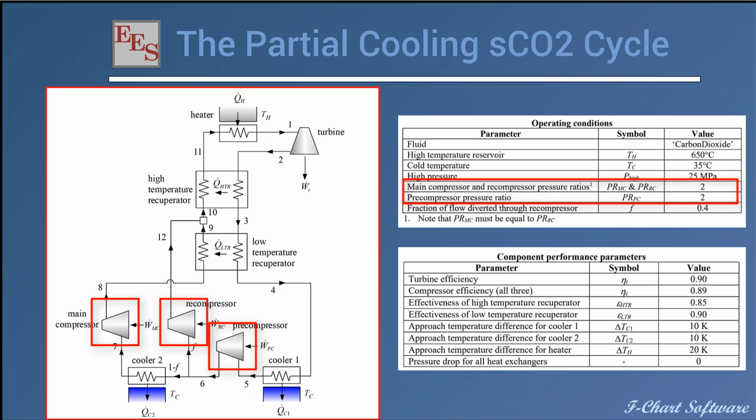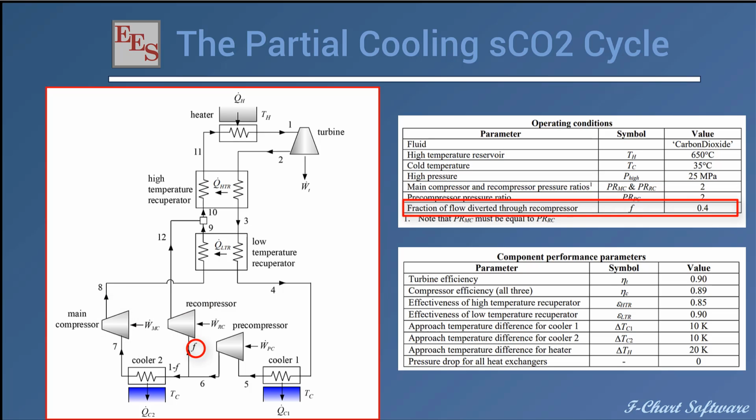the suction pressure. You should note that the pressure ratio across the main compressor and the recompressor have to be the same, since they share a discharge and a suction pressure. So I'm only going to define one pressure ratio, the main compressor pressure ratio, for those two. And then finally, the fraction of the flow diverted through the recompressor is 0.4, or 40%.